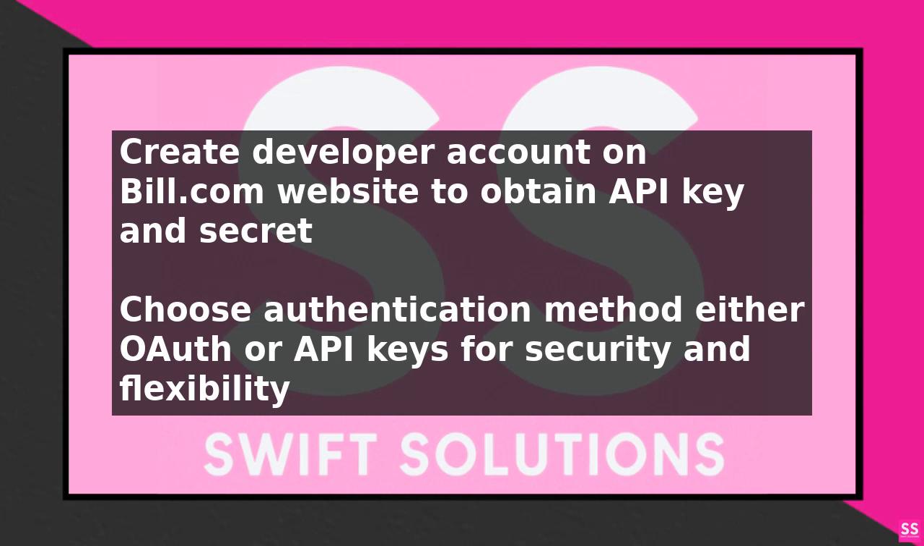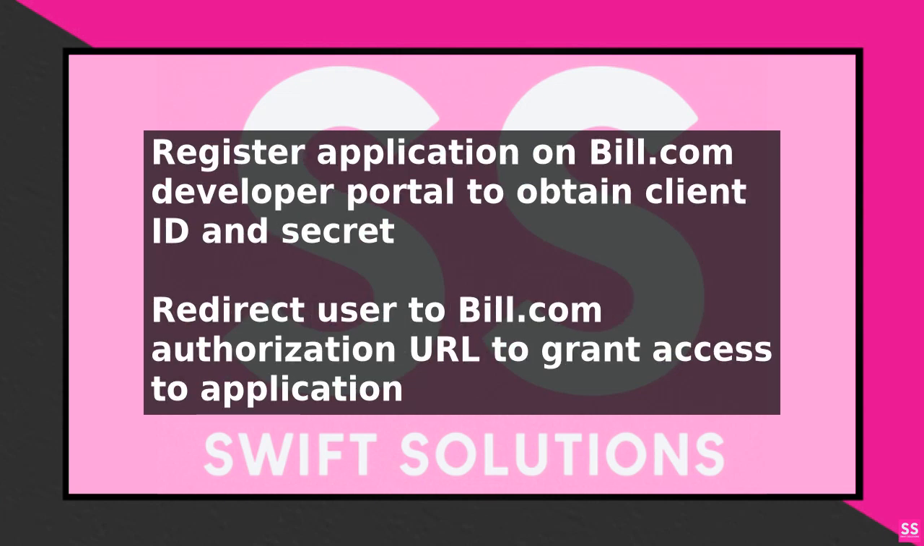Then, redirect the user to the Bill.com authorization URL, where they will be prompted to grant access to your application. After granting access, Bill.com will redirect the user back to your application with an authorization code. Use this code to obtain an access token, which is required to make API requests.